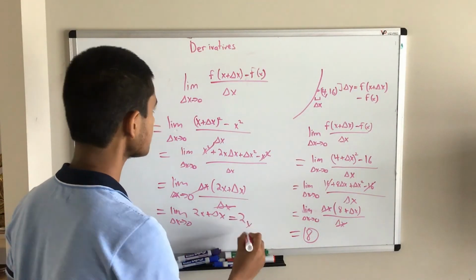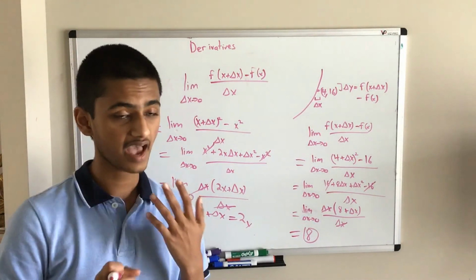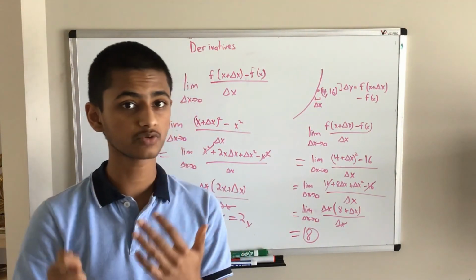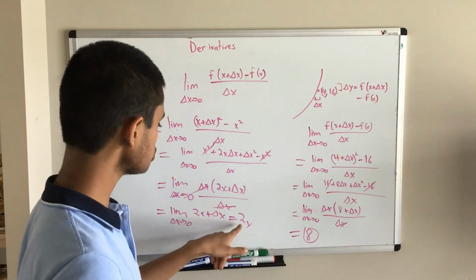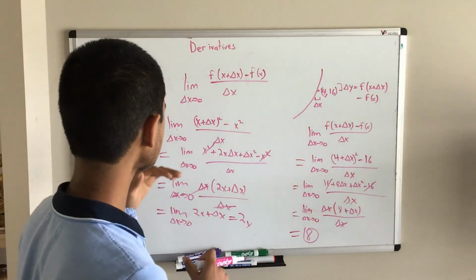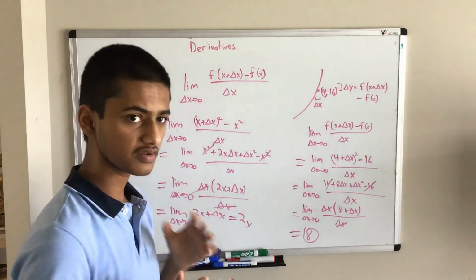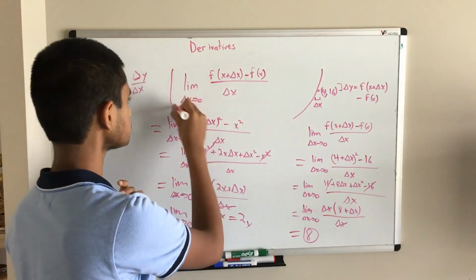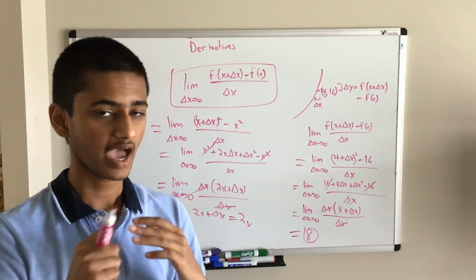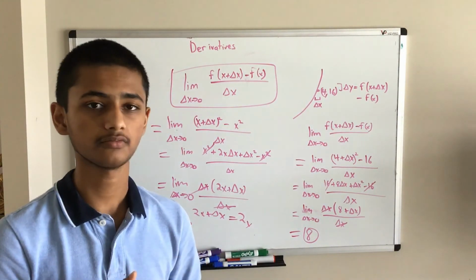So that means the derivative of x squared is actually 2x, meaning that if we were to find another point, let's say at x equals 3, then the derivative would be 2 times 3, which is 6. So I hope you guys understood how we can use the limit definition of the derivative to help us find the instantaneous rate of change at a certain point on a slope or graph.